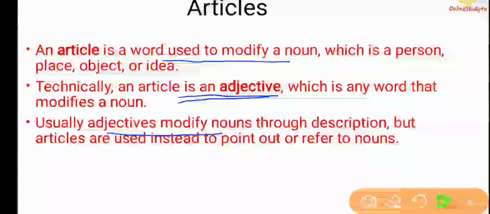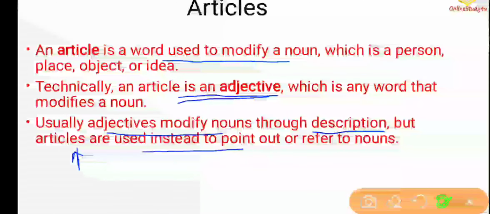So usually adjectives modify nouns through description, right? You must be thinking that I am saying that an article is an adjective. Then when we say "what a beautiful girl," beautiful is also an adjective. How can we say that? Here, this is the thing to understand. Usually adjectives modify nouns through description, but articles are used instead to point out or refer to nouns. So I can say that an article is a word or a letter which is used before a noun, and it tells about the certainty of that noun.